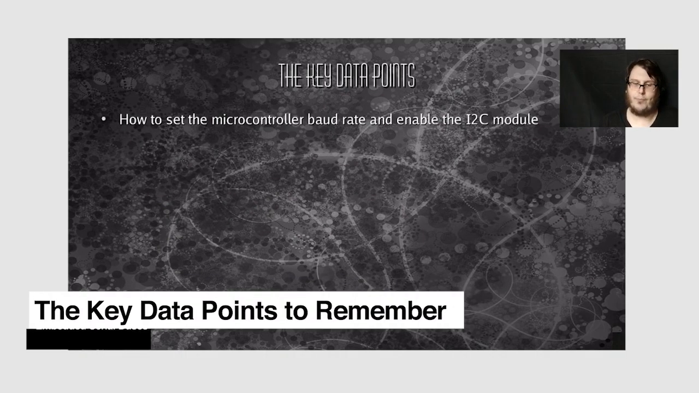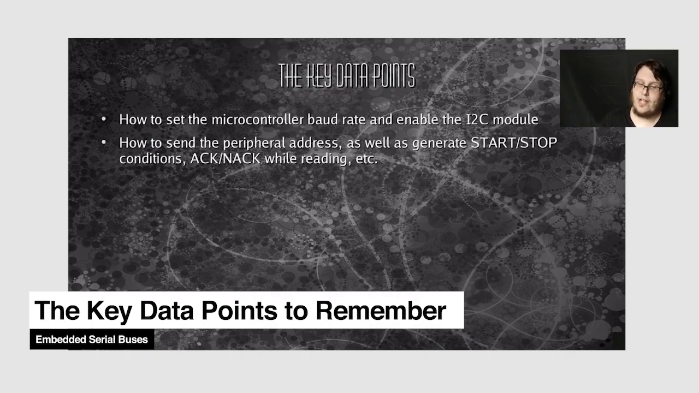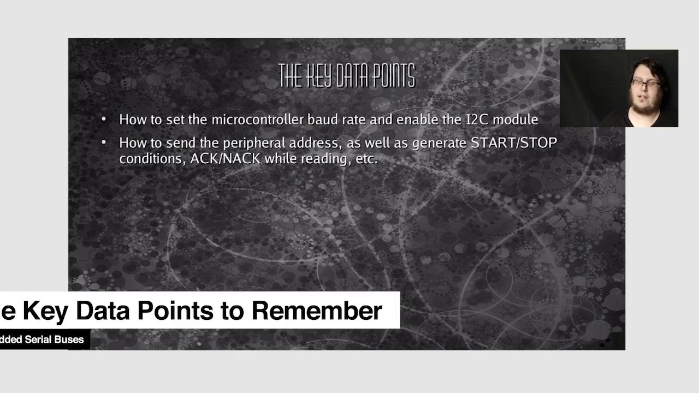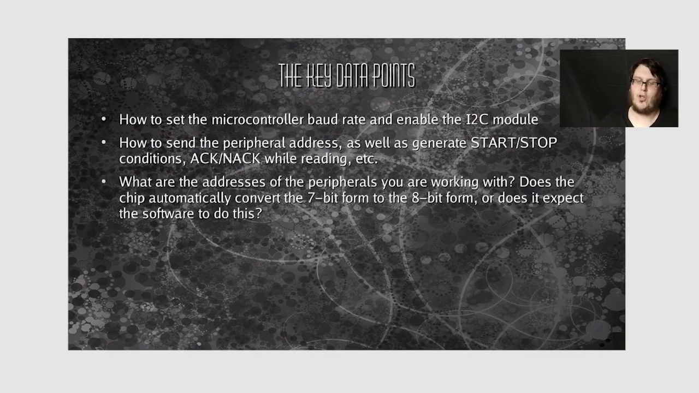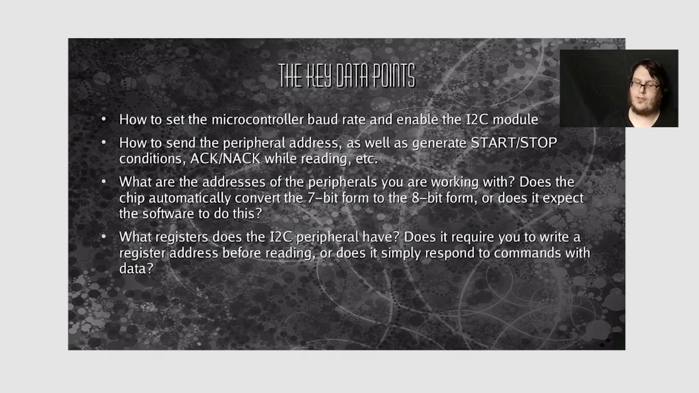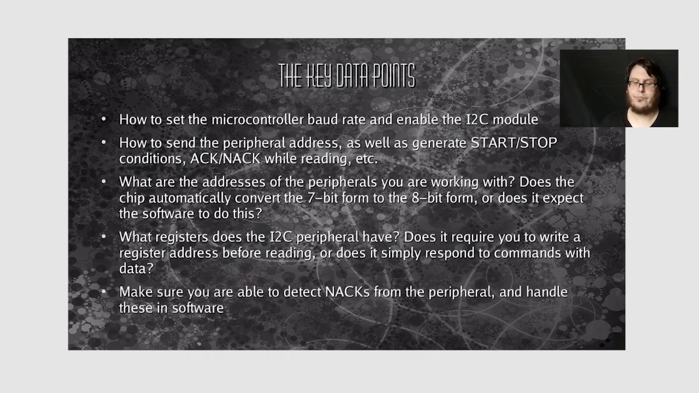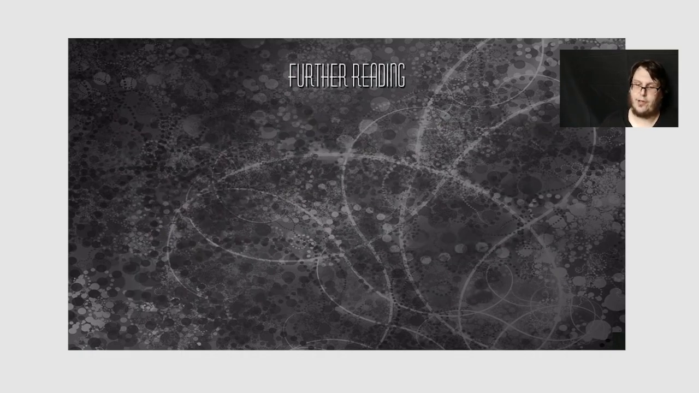So the key data points: setting the microcontroller baud rate, enabling the I2C module, sending the peripheral address, generating start and stop conditions, acknowledge and not acknowledge while reading. What are the addresses of the peripherals you're working with? Does the chip automatically convert the 7-bit form to the 8-bit form, or does it expect you to do this? What registers does the I2C peripheral have? Does it require you to write a register address before reading, or does it simply respond to commands with data? Make sure you're able to detect not acknowledges from the peripherals and handle these in software.